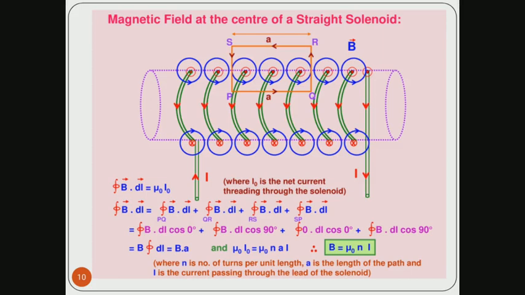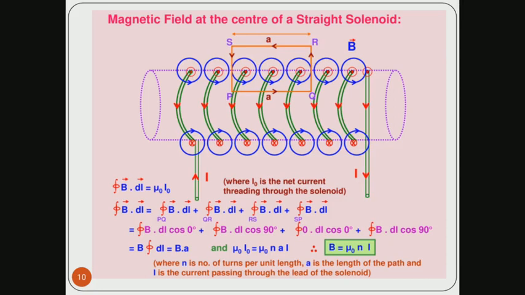After calculation, we get the closed integral of B dot dl equal to B times l, and we get the final equation mu 0 n l I, or B is equal to mu 0 n I, the final equation. That's just calculation only. That's about a straight solenoid actually.